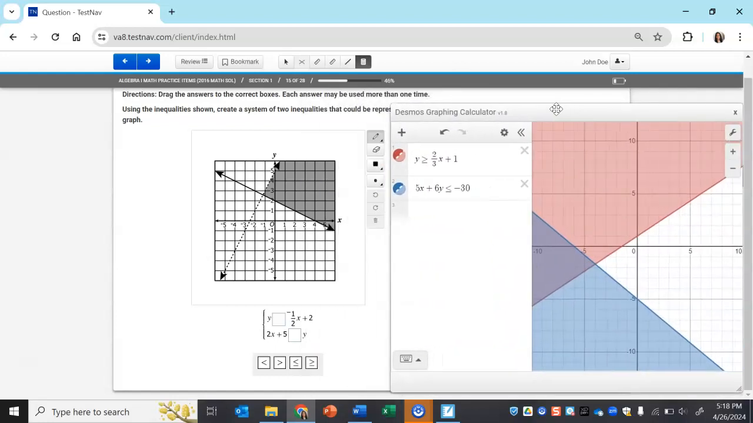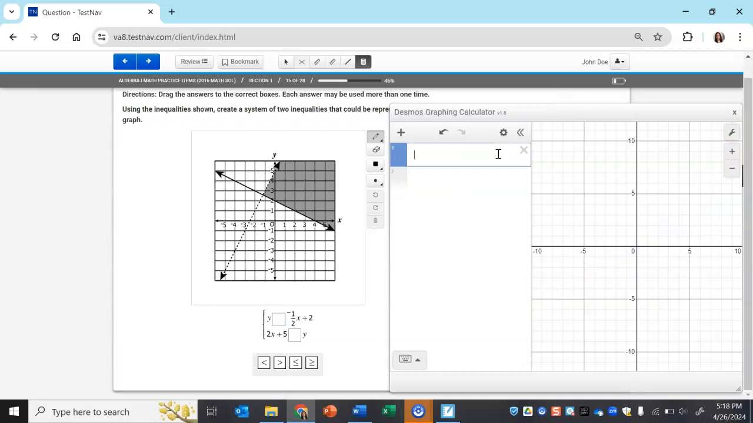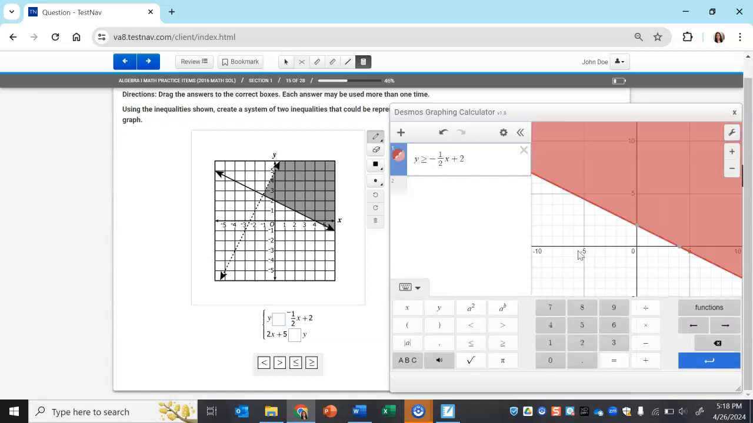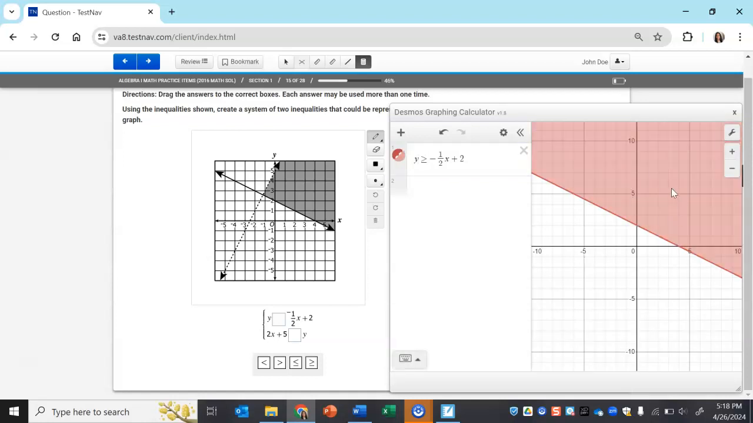Okay, so what I want to do, even though I don't have an equal sign, I just want to see what lines to show up to. So I'm going to put y equals -1/2 x plus 2. So this red graph represents this. So notice that it is a solid line. So I'm going to go ahead and change this graph to a solid line by doing greater than or equal to right there. So far, so good.